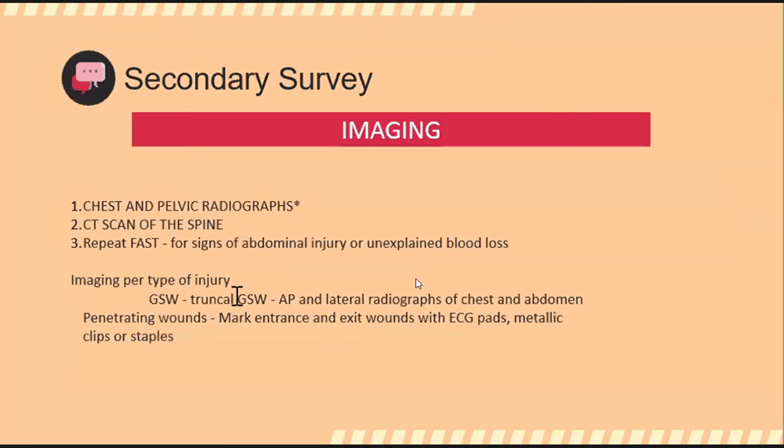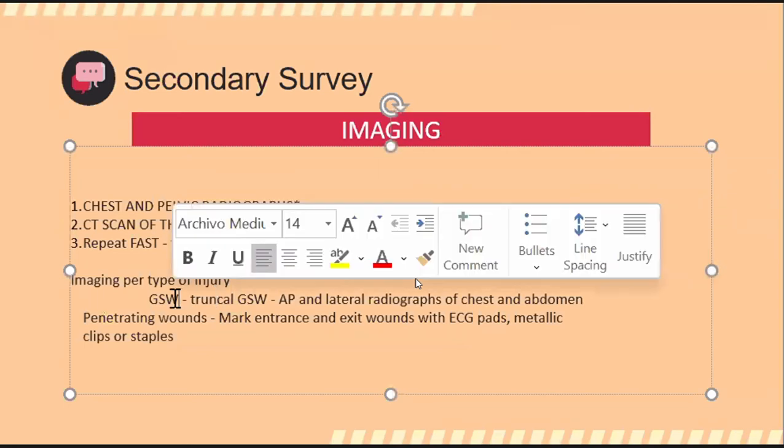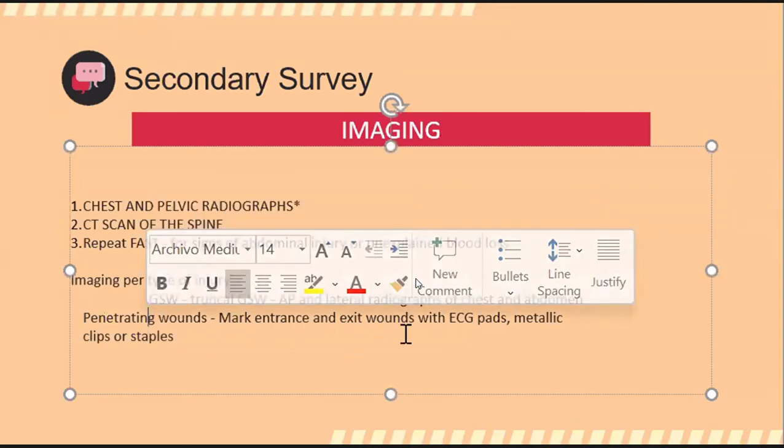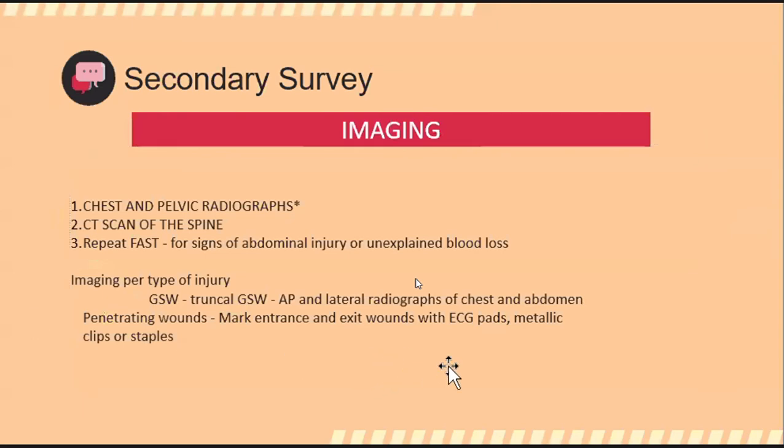For gunshot wounds, and any penetrating wound, kailangan may lateral. Okay? So, AP and lateral to check for the trajectory. Para mayroon ka lang parang 2D or 3D image ng trajectory ng insulting agent. And if gunshot, kailangan mong lagyan ng mark yung entrance and exit wound. Again, to check kung ano yung trajectory ng bala.